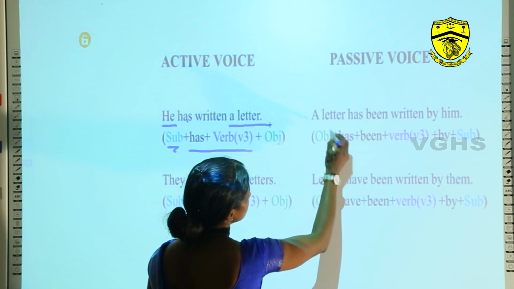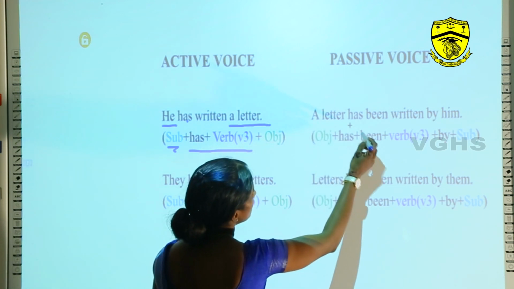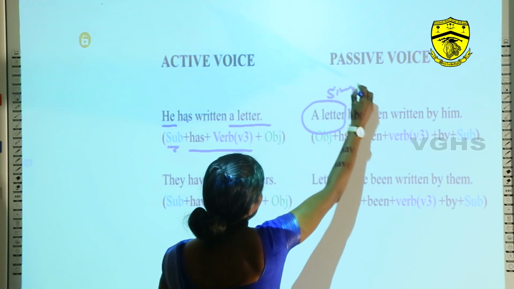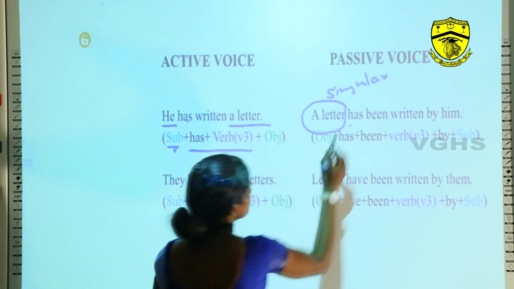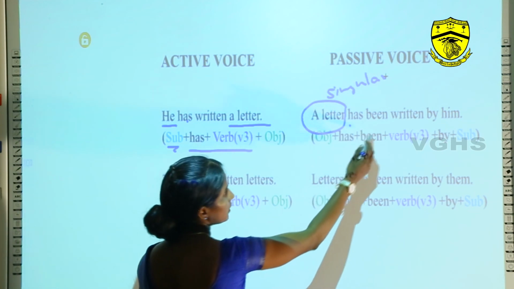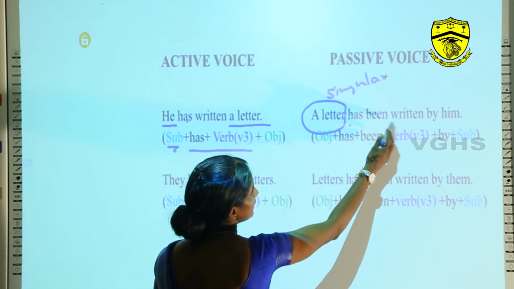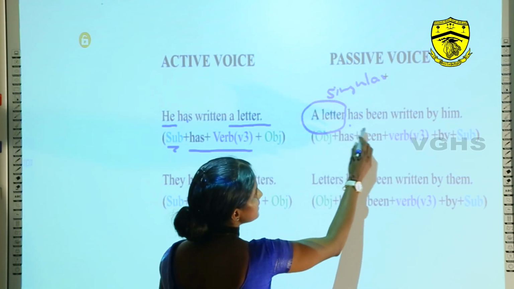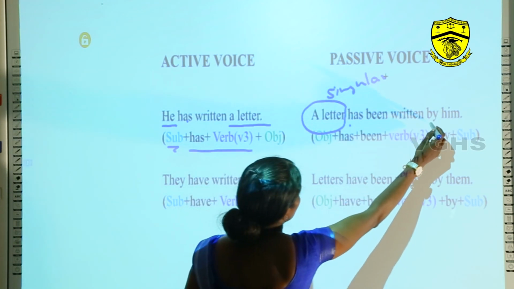A letter. Here a letter is singular, so we can use has. Then we put been, then the third form of the verb, written. A letter has been written by him.